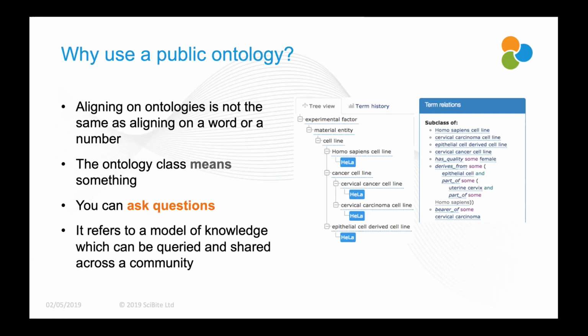You can ask questions about it. There's some biological knowledge embedded behind it that you get for free just by using that URI. So you get access to all that additional information. You can see from this example that a HeLa cell line is derived from humans, from epithelial cells, and it's a cervical cancer cell line. So you get all that extra information for free, and you can make queries of that. And it reflects the state of the art, the state of understanding of that scientific community.